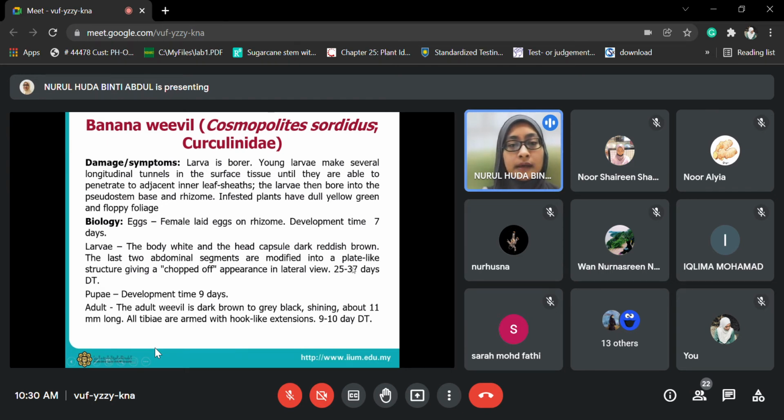Okay, and then larvae develop between 25 to 37 days. And then pupae develop around 9 days. And adult usually dark brown to grey black and also shining. It's almost like a metallic. Okay, about 11 mm long, and the tibia armed with hook-like extension, and the development of adult between 9 to 10 days.